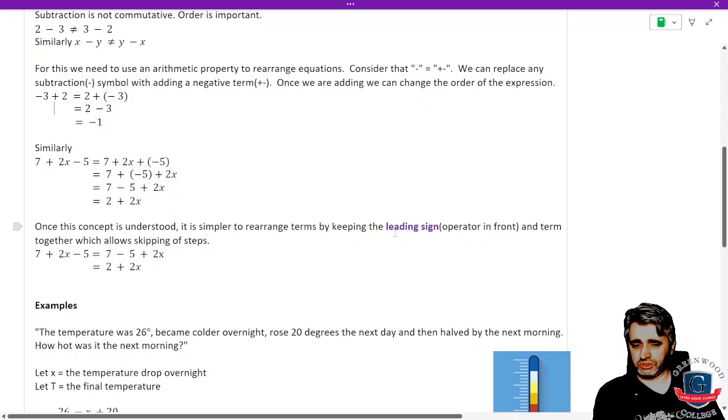All you have to remember is to keep the leading sign with the term. So if we wanted to move the minus 5, if we want to move the 5, keep the minus with it and move both the minus and the 5. So we're going to move both of these. So we moved it from here to in there, and that would look like this. And then, like before, we can do 7 minus 5 is 2 plus 2x.